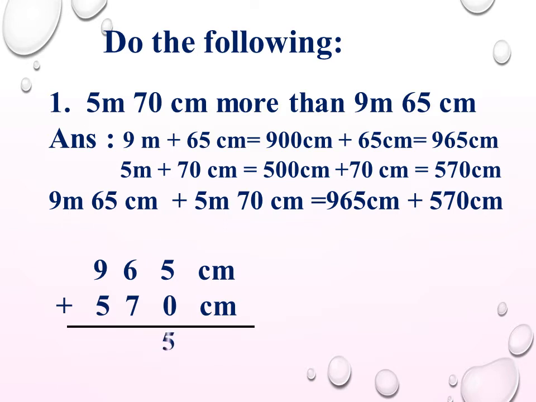5 plus 0 is equal to 5. 6 plus 7, we will get 13. 3 we will write here and 1 carry forward. 9 plus 5 is 14. 14 plus 1 is 15. So the final answer is 1535 centimeters, which is nothing but 15 meters 35 centimeters.